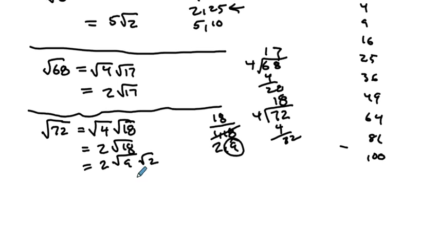And so that's what I have there. And square root of 9 is 3. So you have 2 times 3 times the square root of 2. So all you got to do is just multiply these two front numbers, right? 2 times 3 is 6, and 6 times square root of 2.